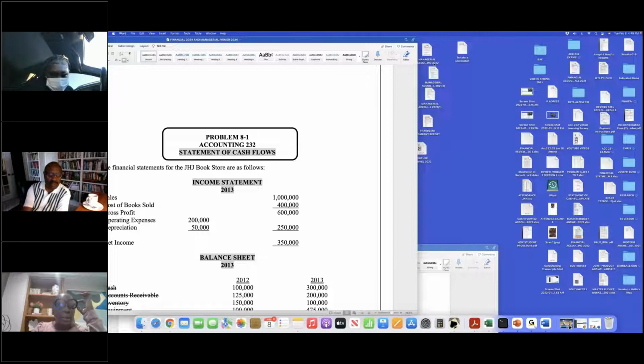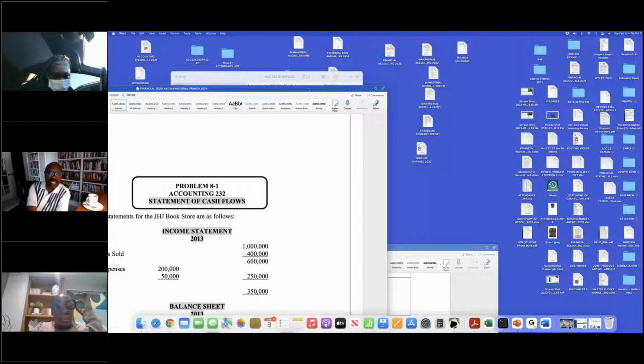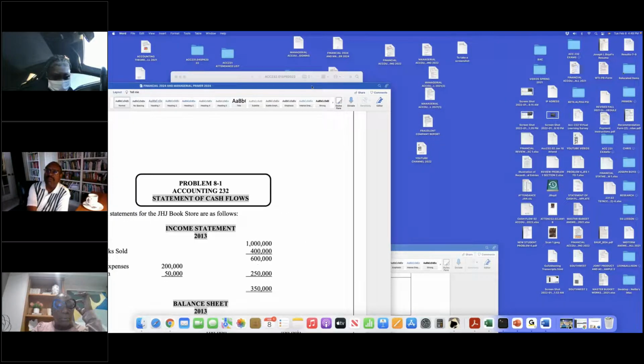Wait a minute. Are you in Blackboard, Weatherspoon? Yes. Go to course content, and under course content, go to cash flow. Do you see cash flow? It's going to be one of the last two items in cash flow. Statement one, probably is. I hope.